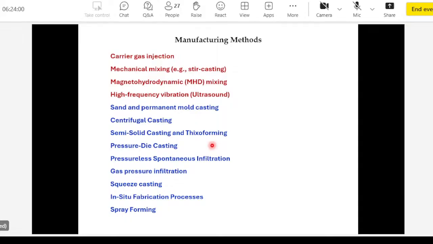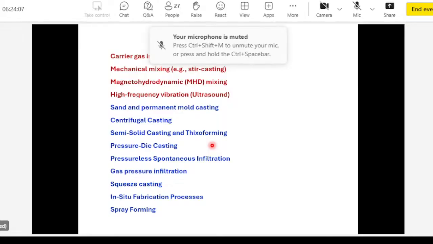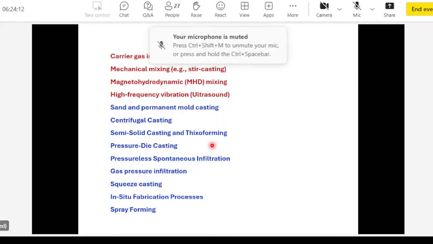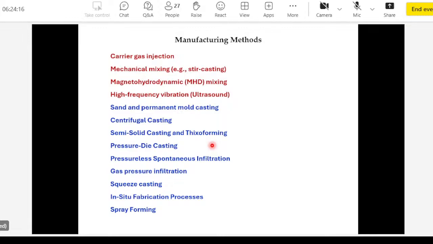Semi-solid casting and thixoforming. You add powders of ceramics to a molten alloy and then control the temperature of the alloy so that it's partially solid. And then you die cast it to make a composite. When you have an alloy in a semi-solid state, temperatures are lower as compared to a fully liquid alloy, which means there is less hot corrosion of the die, less thermal fatigue, and other benefits also. Pressure die casting is used to make composite.